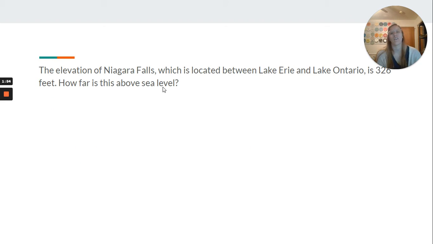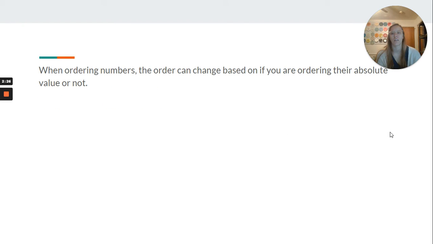Let's look at this one. The elevation of Niagara Falls, which is located between Lake Erie and Lake Ontario, is 326 feet. This is asking how far this is above sea level. So that's the value of 326. Well, it's 326. So it is 326 feet above sea level. Now, let's say that we were talking about something that was below sea level. Can't think of something off the top of my head, so we'll just use a number. But then I would say, how far is this below sea level? And it would still be 326 feet, but here we would have a negative between in our absolute value brackets, okay?